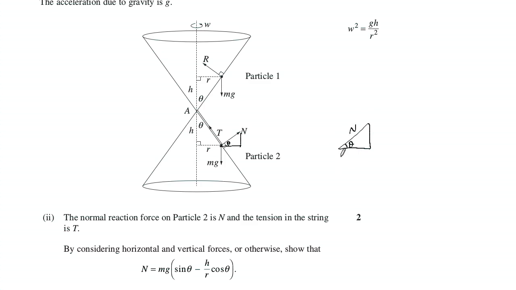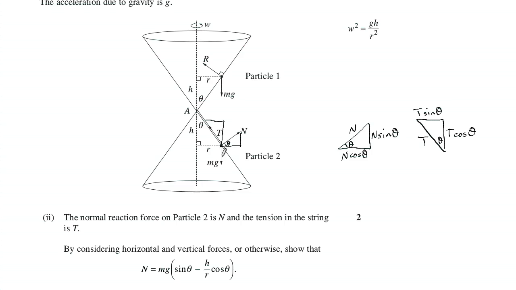So the horizontal component is n cos theta, and the vertical is n sin theta. Now for t, that angle is the same as that one because they're alternate angles. So for t, t is the hypotenuse, and t cos theta is the vertical, and t sin theta is the horizontal.